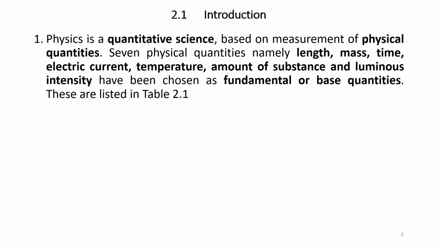Physics is a quantitative science based on measurement of physical quantities. 7 physical quantities, namely length, mass, time, electric current, temperature, amount of substance, and luminous intensity have been chosen as fundamental or base quantities. All these 7 base units are listed in table number 2.1.